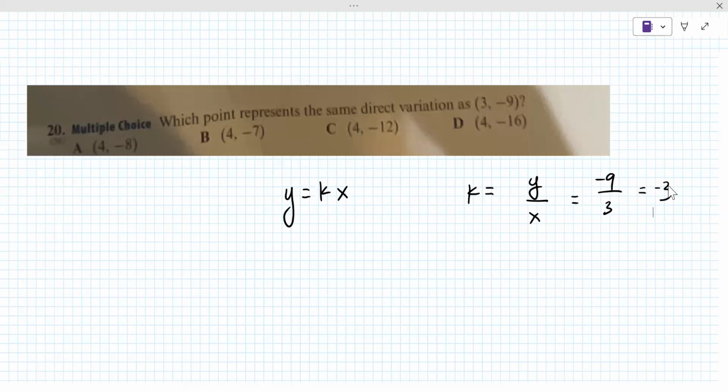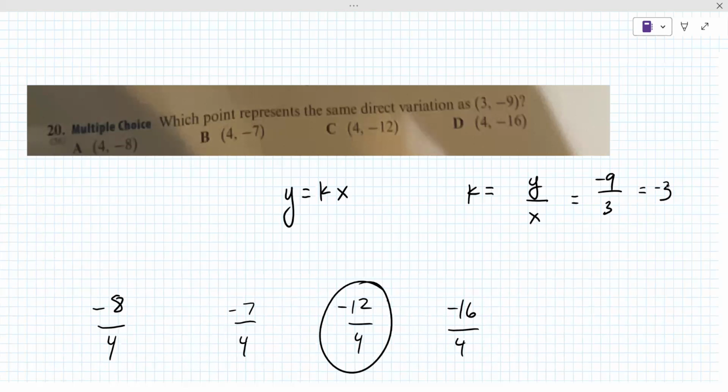So you're just looking at each of these, like what is -8 over 4? What is -7 over 4? What is -12 over 4? -16 over 4? Are any of these equal to -3? Yes, right. Or wait, this one. Oh, this one's -3.